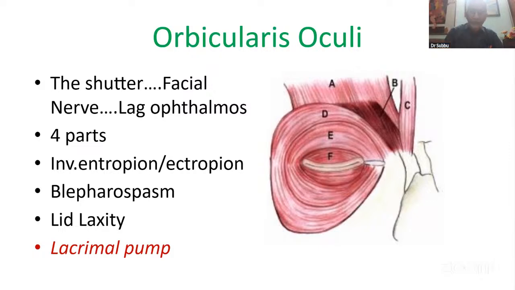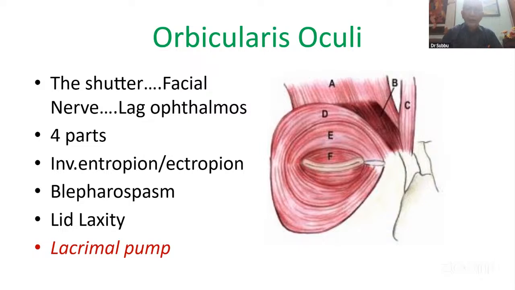Number 1, the muscle of Riolan or marginal, near the margin of the eyelid. Next to that is the pre-tarsal, that is in front of the tarsus. Next is the preseptal. So the preseptal, pre-tarsal, and muscle of Riolan are the orbicularis oculi at the lid margin.